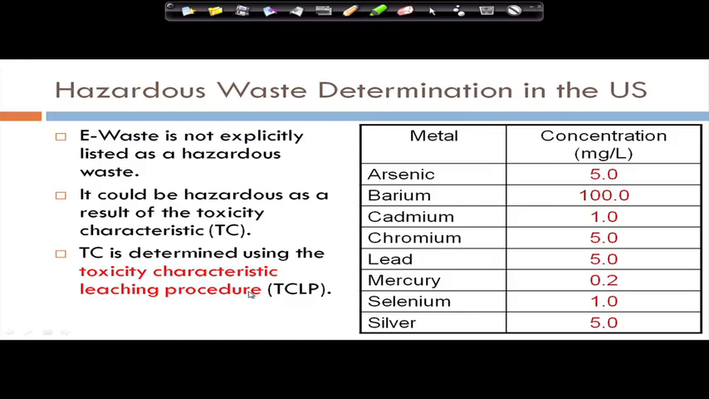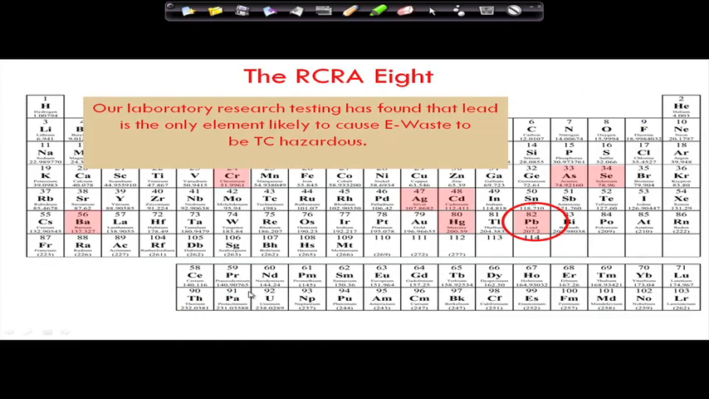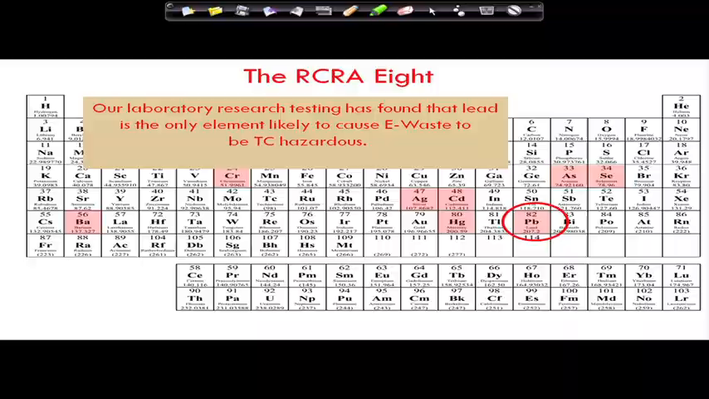So that's a TCLP test. In terms of the RCRA 8, we did a lot of testing, and we found that lead was the only element likely to cause e-waste to be TC hazardous. Lead was showing up in the TCLP test, and lead does show up a lot in the presence of acetic acid, because the acetate ion and the lead ion really like each other, and they come together, and that's how lead leachability shows up.